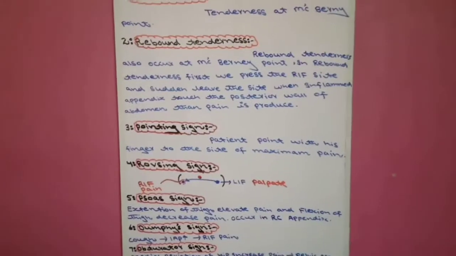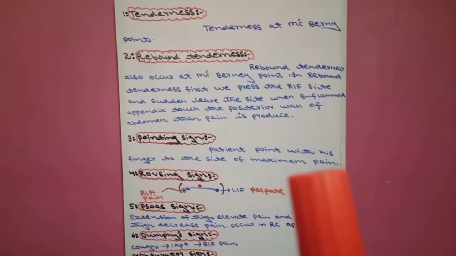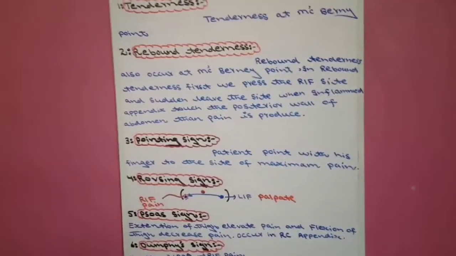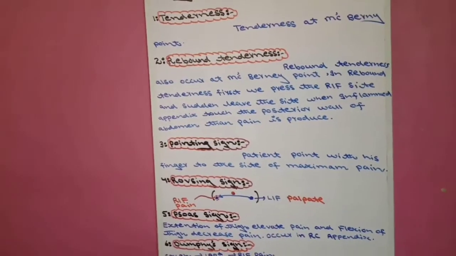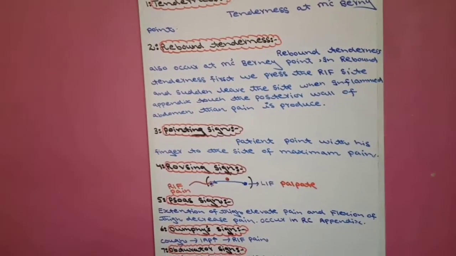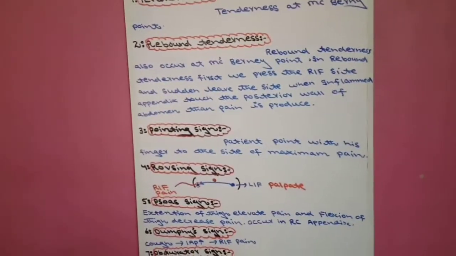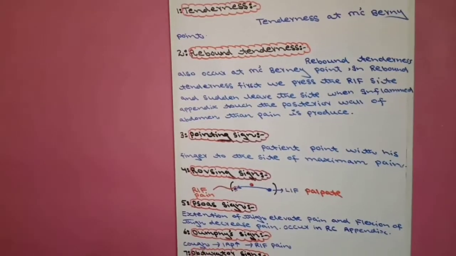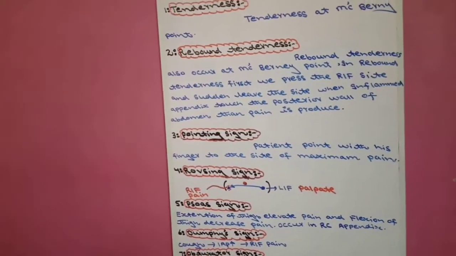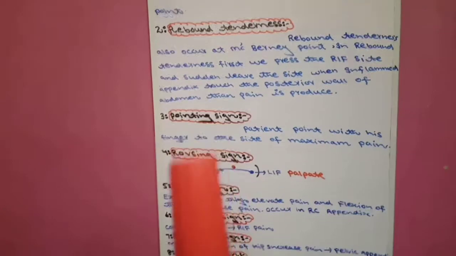The third sign is pointing sign. In pointing sign, the patient points with his finger to the site of maximum pain. What is pointing sign? The patient himself points with his finger to the site of maximum pain. Where the patient feels maximum pain, the patient puts his or her own finger on that site. This sign is called pointing sign.